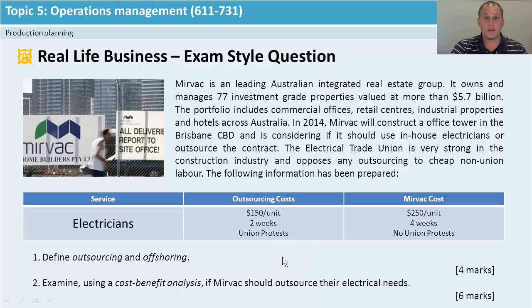So put this in the strengths for you. The strengths would be that using the subcontractor, it's cheaper and faster than doing it internally. However, the negatives, you're going to have union protests, and that might affect the other areas of the business and delay things in the longer term because the union is unhappy.